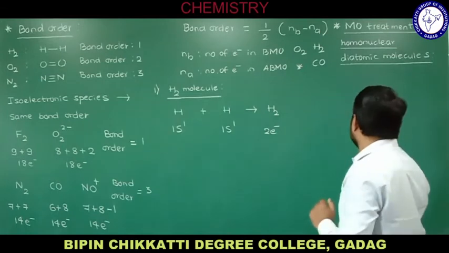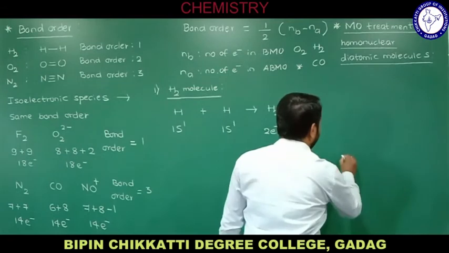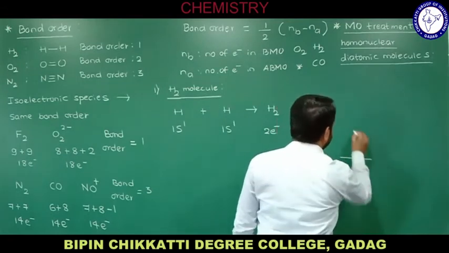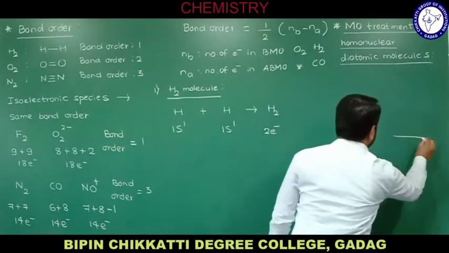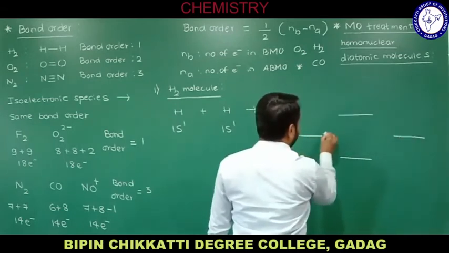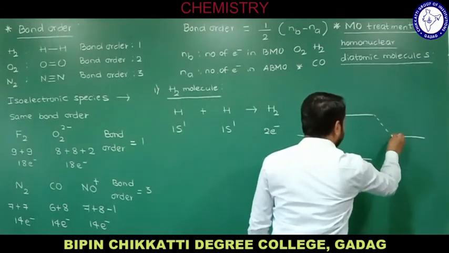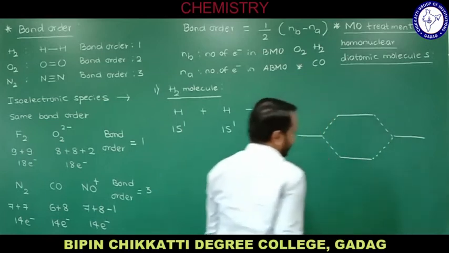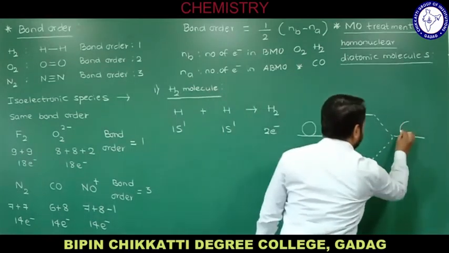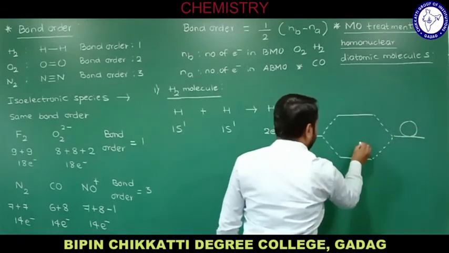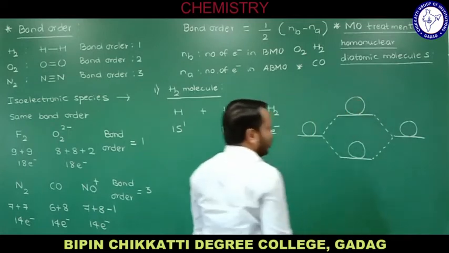So let me draw the energy level diagram of that. Observe here, I am going to draw the energy level diagram. This is the molecular orbital, and this is the atomic orbital, and this is how I am going to link them to represent that the energies of these two are the same. Here, one orbital and one orbital, and molecular orbitals we are going to get here. This is one molecular orbital and this is the other molecular orbital.